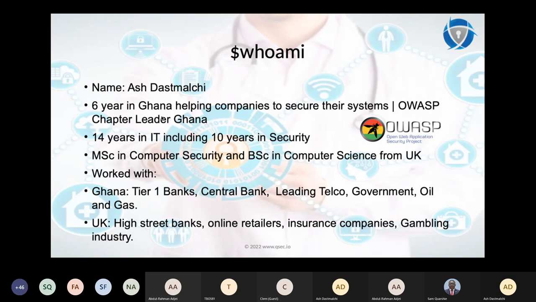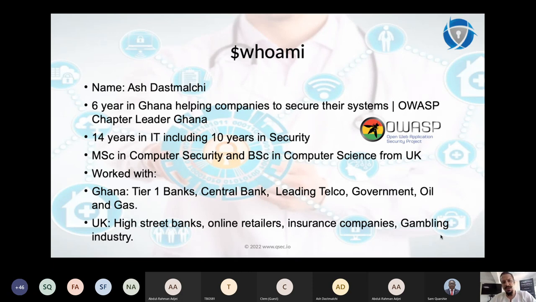So who I am basically. My name is Ash Dasmalchi. I've been in Ghana for the past 6 years or so, working with both public and private sector. I'm also a chapter leader of OWASP here in Ghana. I've been working in the IT field for the past 14 years. 10 years of that has been in security, and this is something I studied in the UK.